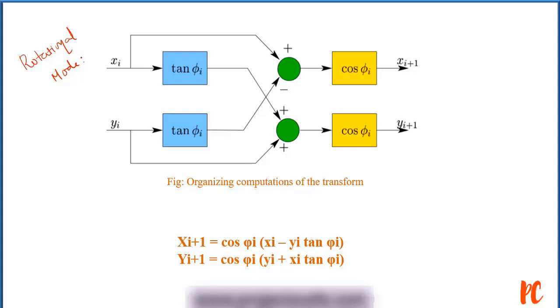Therefore, I need two variables with respect to the signal and one variable with respect to the angle. So, the two variables with respect to the input signal, I will be assuming to be xi plus 1 and yi plus 1. And the one variable with respect to the angle, I need to assume to be zi plus 1.